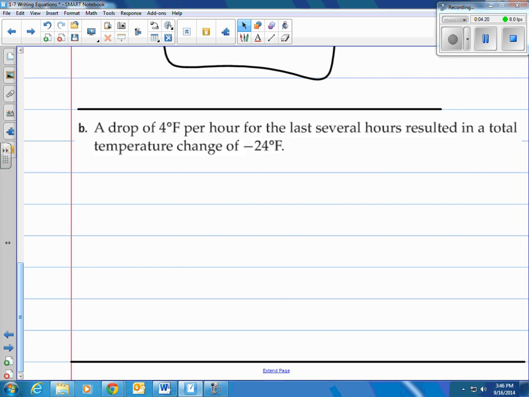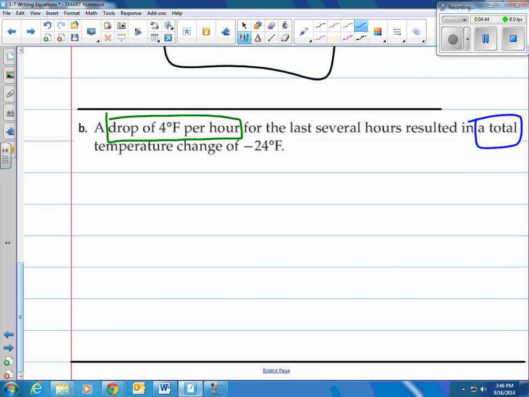All right, a drop of 4 degrees Fahrenheit, which is actually a negative 4 degrees per hour for the last several hours resulted in a total temperature change of negative 24 degrees Fahrenheit. All right, so it looks like it's going down. Let me highlight some things here. It's dropping 4 degrees per hour for the last several hours, resulting in a total, I like the word total, temperature change of negative 24 degrees Fahrenheit.